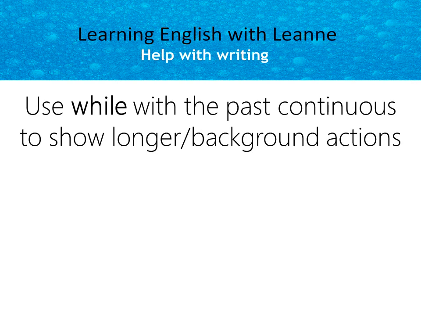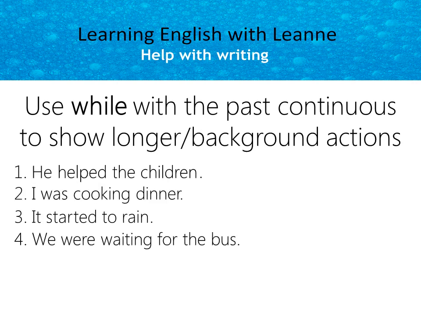Use while with the past continuous to show longer or background actions, what was happening at the time. So here we have some sentences. He helped the children. I was cooking dinner. It started to rain. We were waiting for the bus. So we're going to use while with the longer actions. So sentence 1 and 2, the main event, the main action, he helped. The longer action, I was cooking. So we're going to link with while.